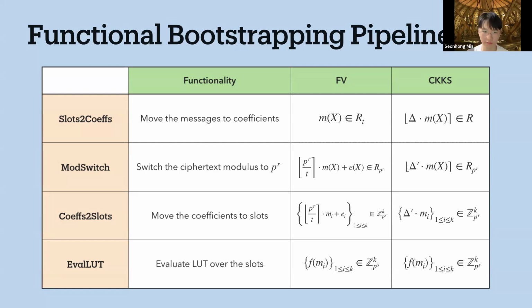And for CKKS, it is quite similar. During the slots to coefs step, we move the messages to the coefficients. And during the mod switch step, the scaling factor is changed from delta to some smaller scaling factor, delta prime. And then during the coefs to slots step, we move the noisy encoding of the original message to the slots, and then we evaluate the LUT over the messages.